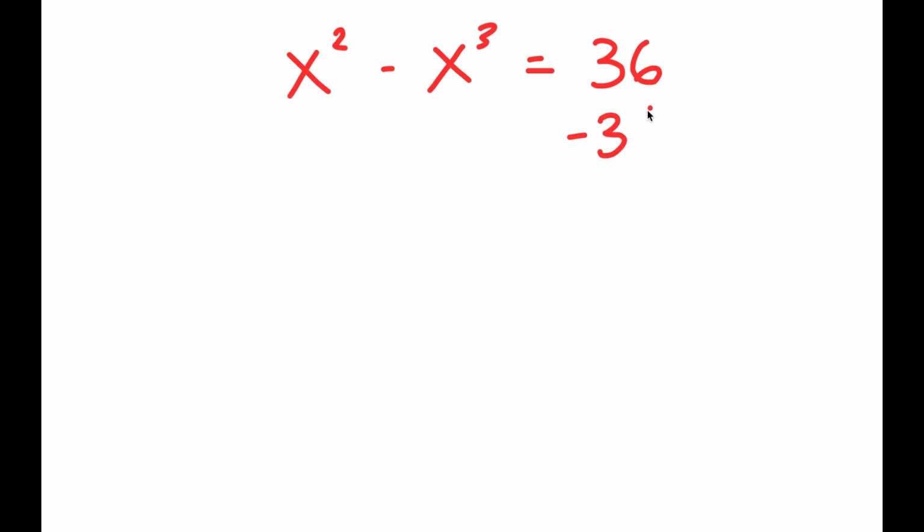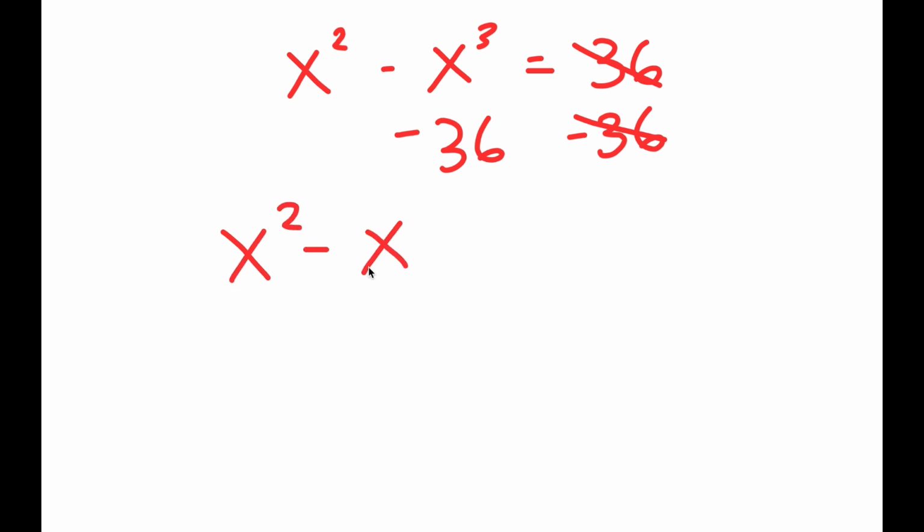Alright, so in this video, I'm going to solve the equation x to the power of 2 minus x to the power of 3 is equal to 36. So to solve this, I'm going to first start by subtracting 36 on both sides. So these two cancel out, and I get x to the power of 2 minus x to the power of 3 minus 36 is equal to 0.